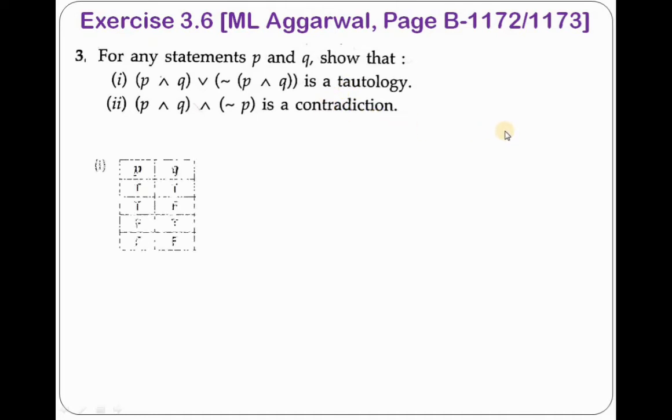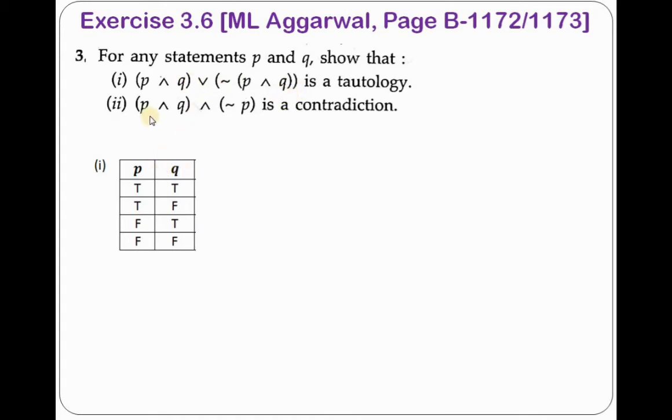Okay, as usual, we need to draw a truth table because we want to see the truth value. If all the values of this turn out to be T, then it has to be a tautology, because a tautology is nothing but a compound statement whose truth value is always true. We have only two statements P and Q, and you already learned how to draw a truth table for such compound statements.